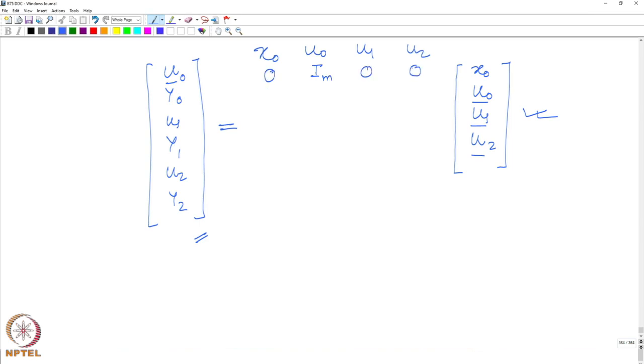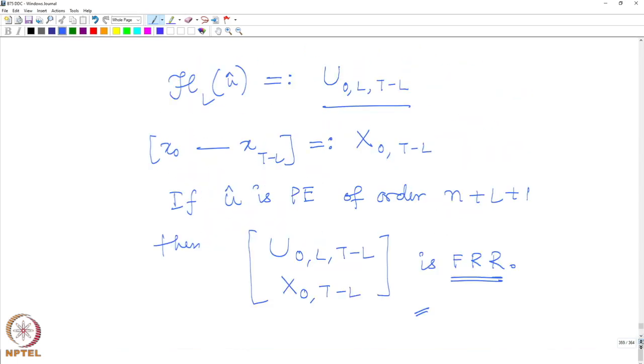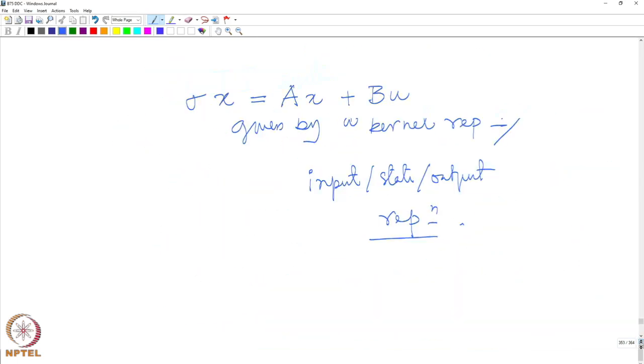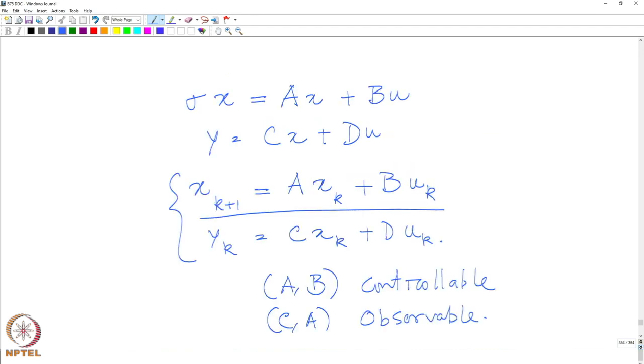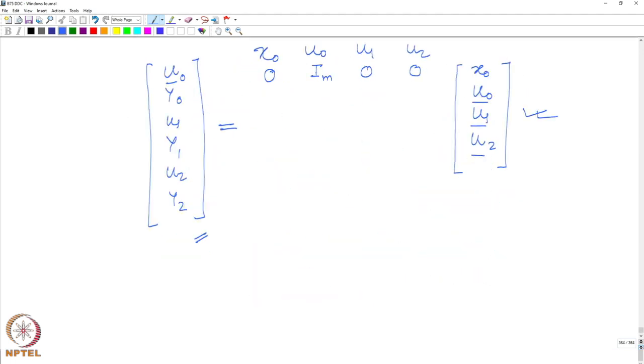Now, what will be y0? Look at y0 from my state space equation. Y0 is given by C x0 plus D u0. So I put that here: C times x0 plus D times u0. Remember, we have actually looked at this matrix before also, but I am just refreshing your memory. What is u1? 0, 0, identity of size m, 0.